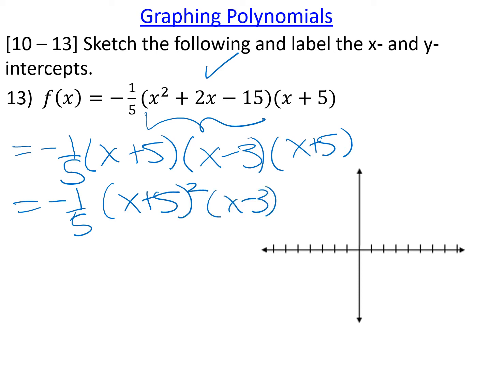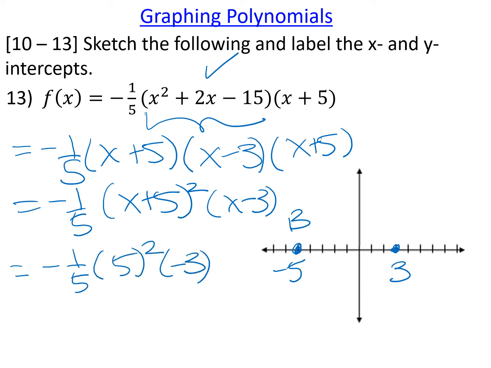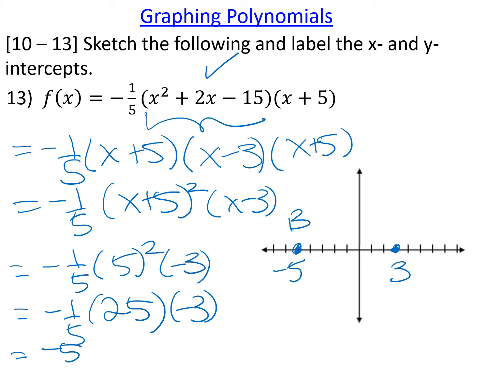And that means I'm going to have a bounce on my -5. Then I'm going to go through on the 3. My y-intercept is found by plugging in 0, so -1/5 times 5 squared times (0 minus 3). 5 squared is 25. -1/5 of 25 is -5. Times -3 gives me a positive 15.